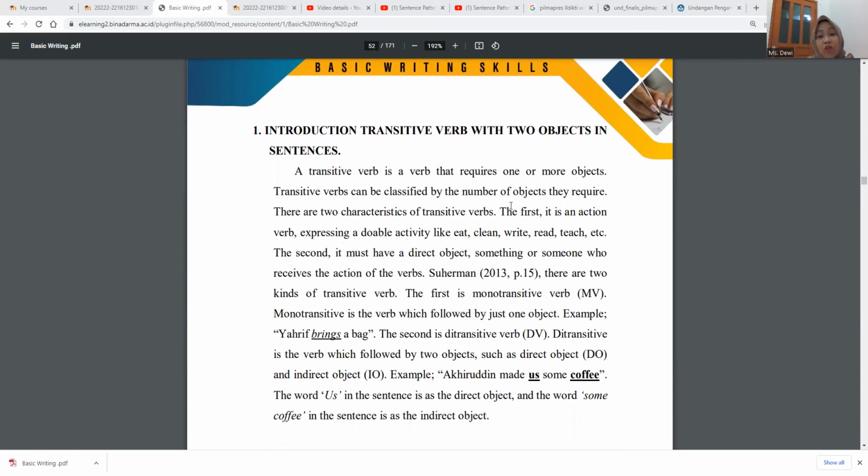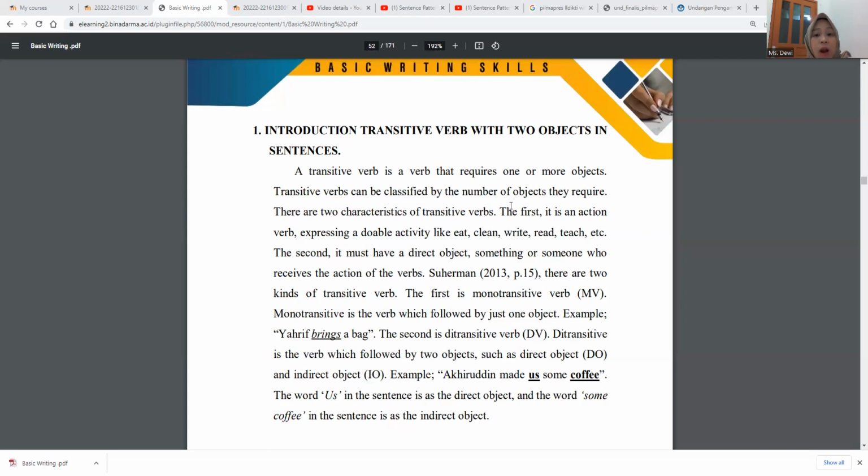The first one, we have action verbs. An action verb expresses a doable activity, for example eat, clean, write, read, teach, and so on. So it requires physical activities especially. And then the second one, we have direct objects, the verbs that must have a direct object, or something or someone who receives the action of the verb. So it requires two objects.